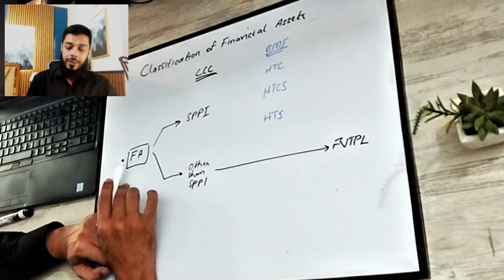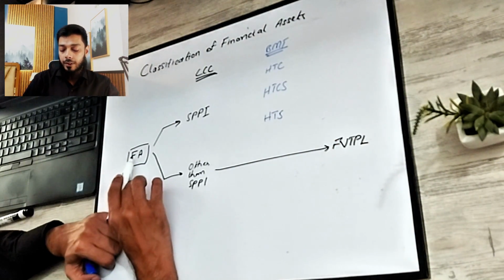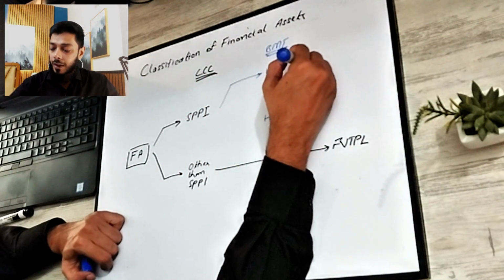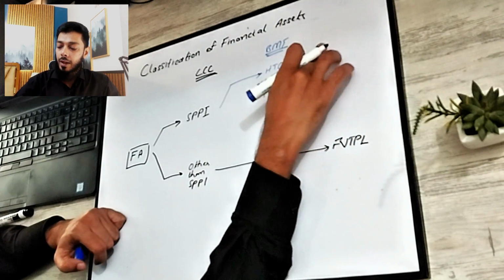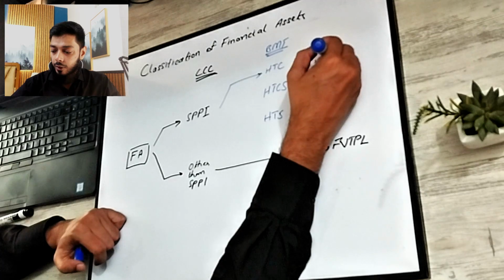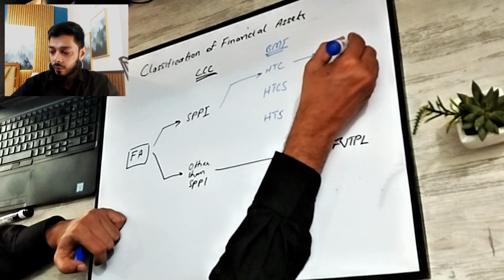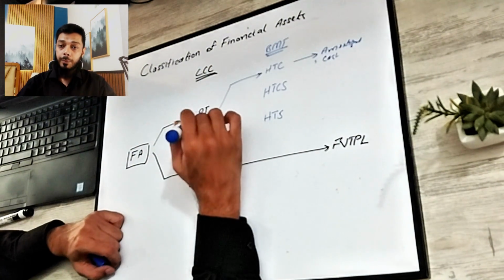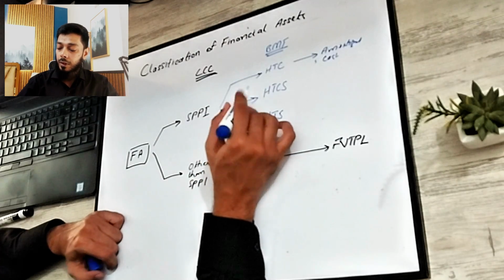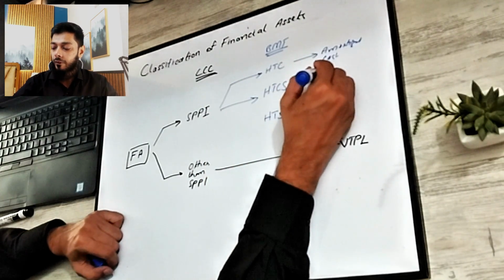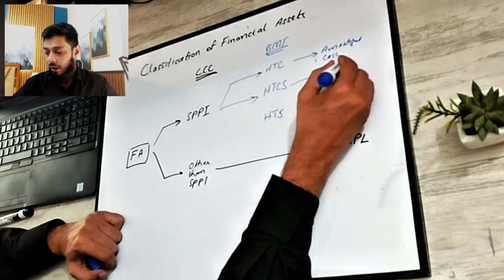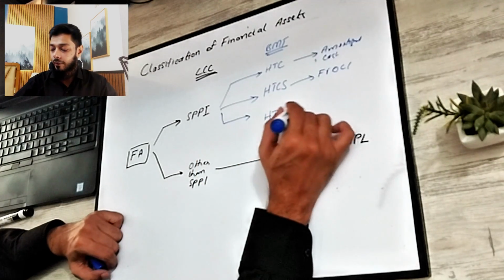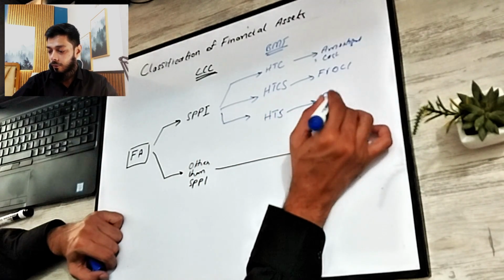So if a financial asset, now look at this, if a financial asset is SPPI and it is held to collect, then such a financial asset would be categorized as amortized cost. If that financial asset meets the SPPI criteria and it is held to collect and sell, it will have to be carried at fair value but through OCI. And if that financial asset is held to sell, then it will have to be carried at fair value through profit and loss.